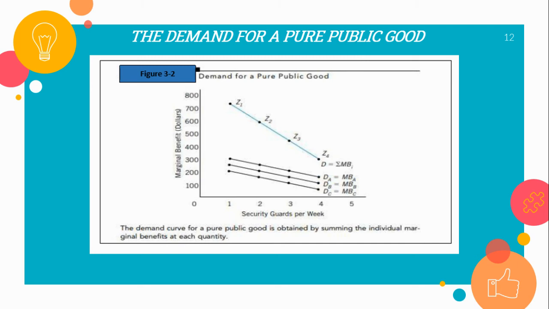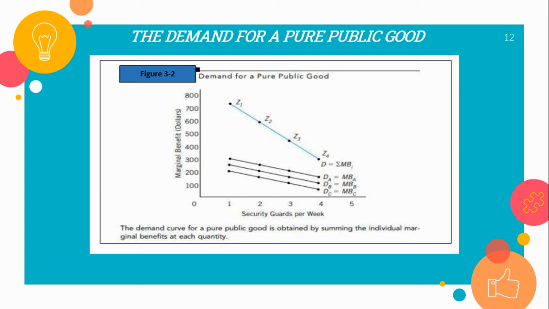So for example, the person with the demand curve DA would pay a maximum of $300 per security guard if only one guard were provided per week. Similarly, the maximum amounts the people with demand curves DB and DC would give up per security guard if only one were provided per week would be $250 and $200 respectively. So a point on the market demand curve is obtained by adding these maximum amounts.